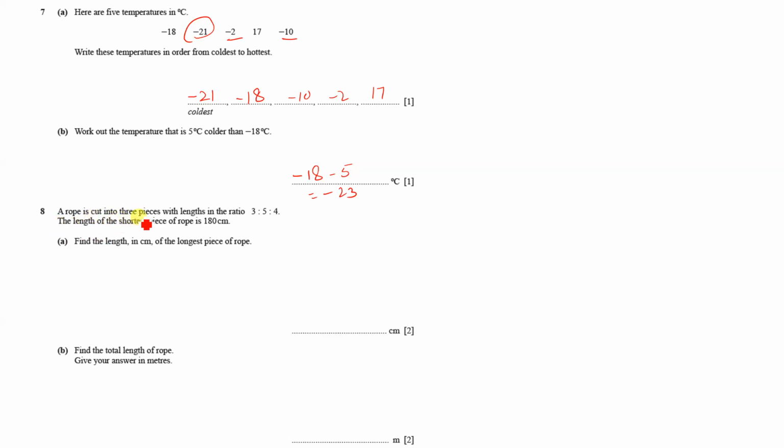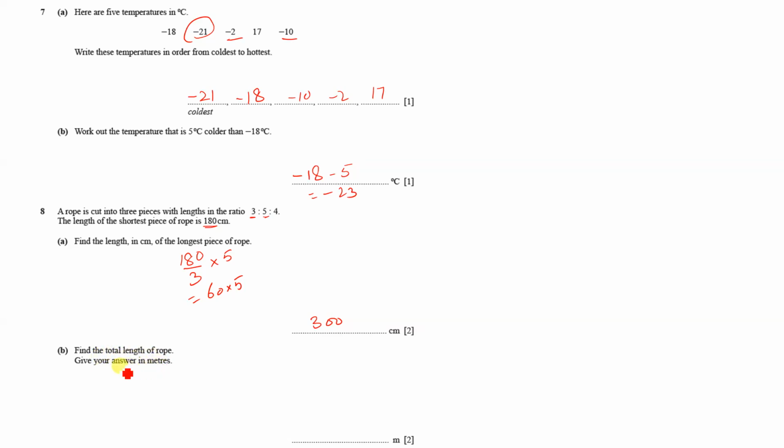Question number 8. A rope is cut into 3 pieces with the lengths in the ratio 3 to 5 to 4. The length of the shortest piece of rope is 180 centimeters. Find the length in centimeters of the longest piece of rope. So the shortest piece has ratio 3, it means 180. The longest piece has ratio 5. So the length of the longest piece would be 180 divided by 3 times 5, and that is equal to 60 times 5, and this is equal to 300 centimeters.